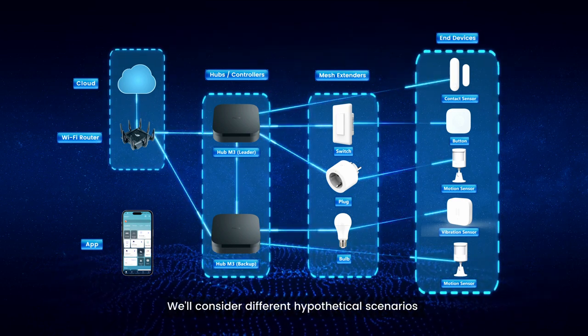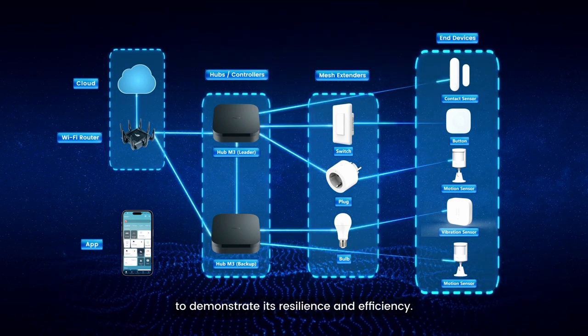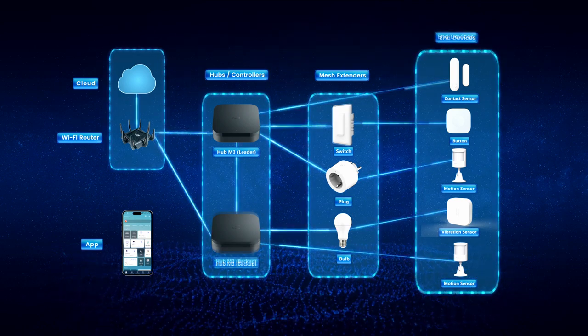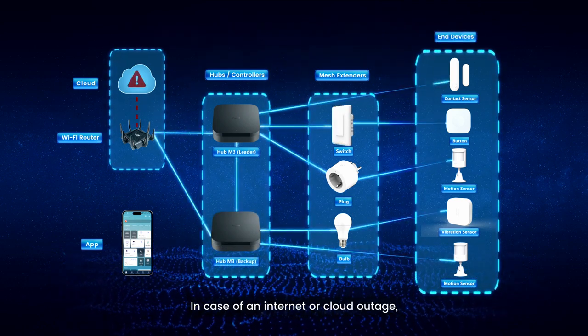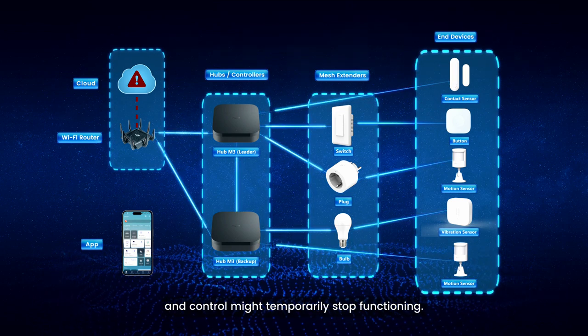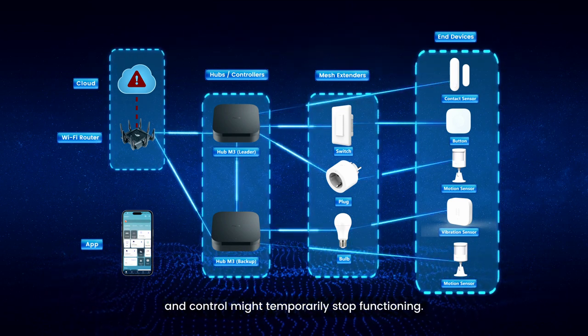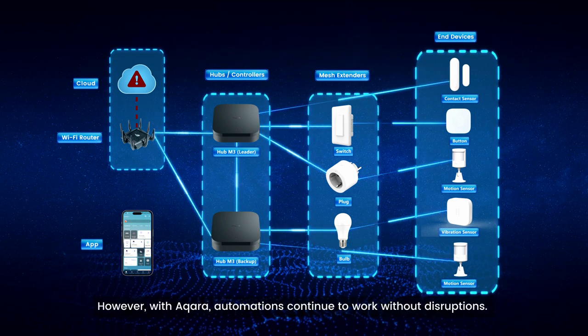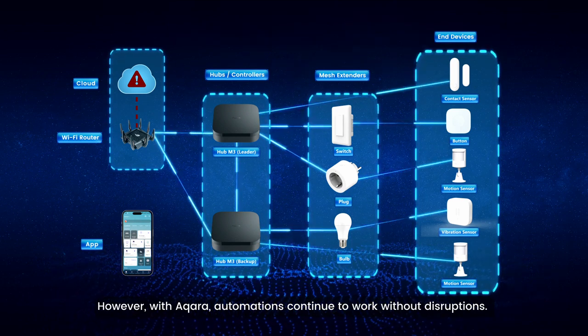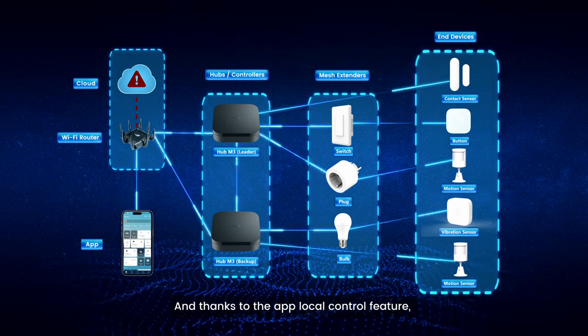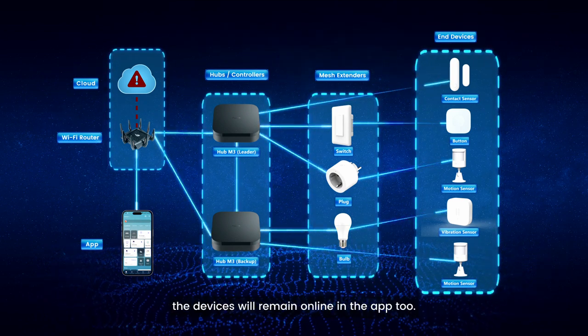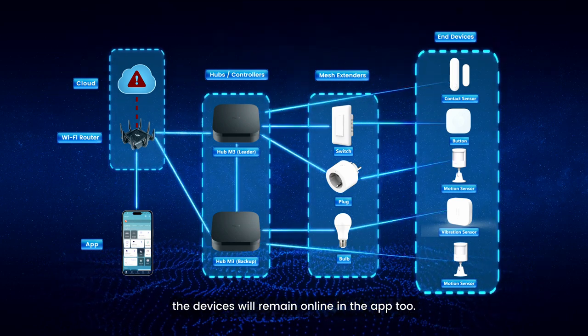We'll consider different hypothetical scenarios to demonstrate its resilience and efficiency. In case of an internet or cloud outage, conventional smart home automations and control might temporarily stop functioning. However, with Aqara, automations continue to work without disruptions. And thanks to the app local control feature, the devices will remain online in the app too.